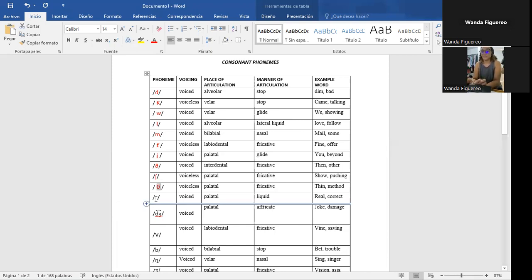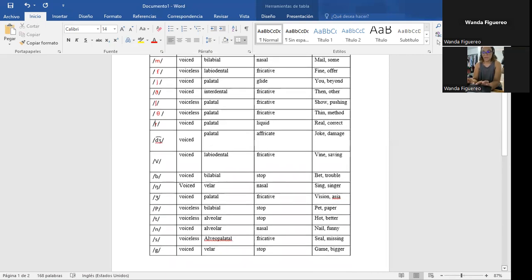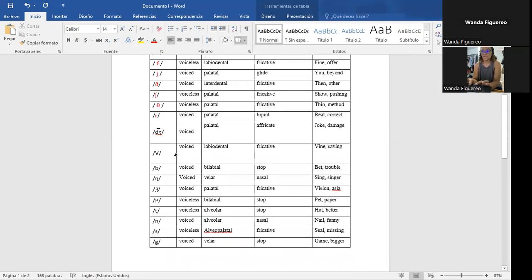And we also have the R sound, which is a voiced palatal liquid. For example, real or correct. We then have the j sound, which is a voiced palatal affricate. For example, joke or damage.